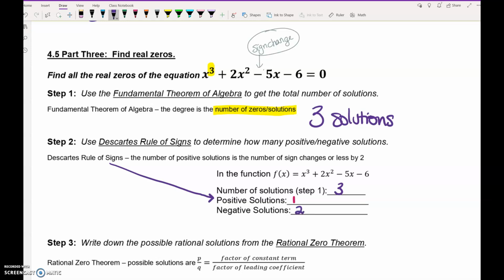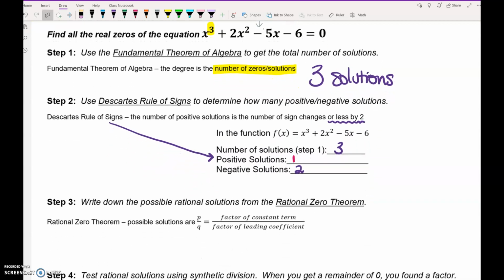2. Now, here's the one kind of crazy thing. It says, or less by 2. There's the chance of imaginary solutions, and if we happened to have imaginary solutions, that would take 2 of the solutions out of the mix. So if we have 2 negative solutions, there's also the chance that there are no negative solutions. There could be 2 or 0. Whenever there's an even number of possible solutions, it's even or less by 2.